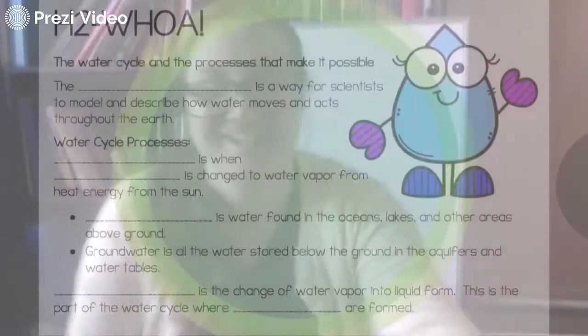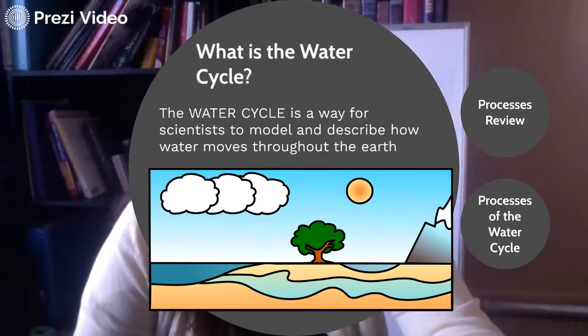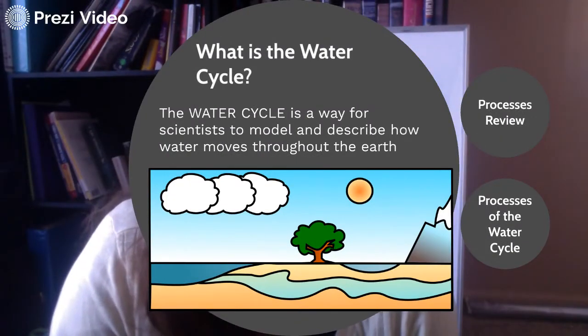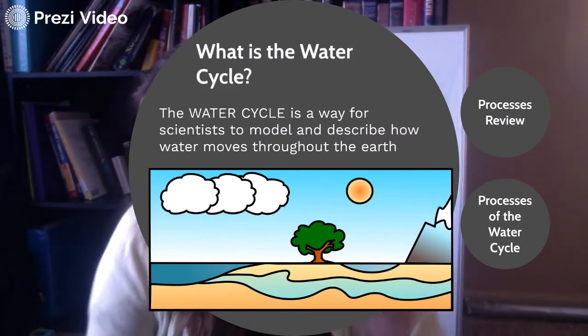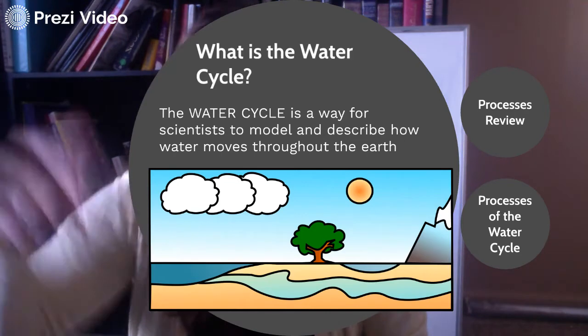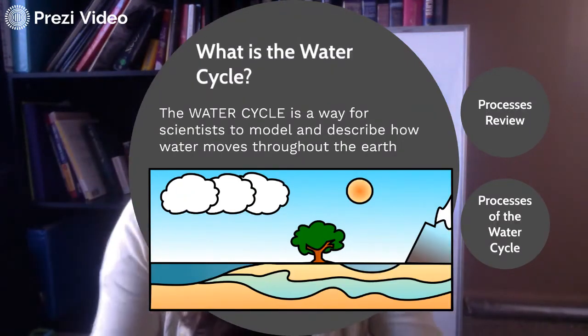So let's begin. So what is the water cycle? The water cycle is a way that scientists model and describe how water moves throughout the earth. Remember, for my notes, anything that's in all caps should fit into a blank. So your first blank is water cycle.